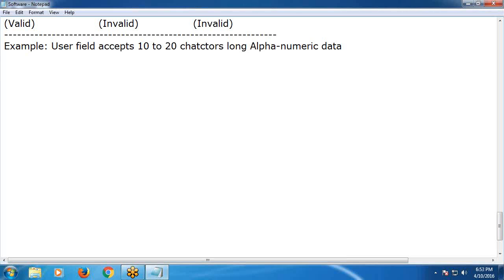Here, what are the data factors? 10 to 20 characters. Suppose you can create a user ID with 10 characters or 15 characters or 17, 18, 19, 20. 21 is not acceptable, 9 invalid, 21 invalid. Here the first one is data size, range. 10 to 20. That is range.